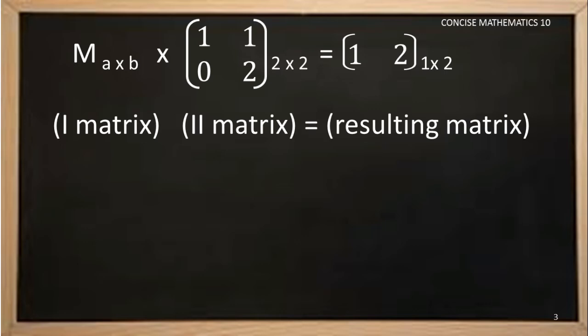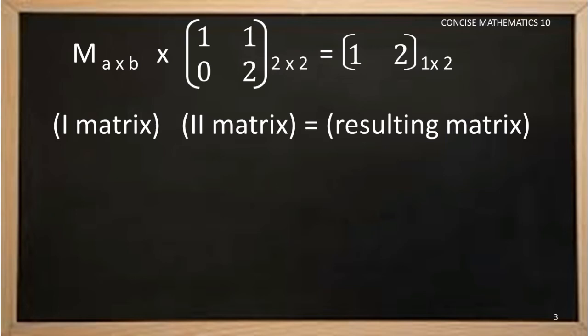According to the given condition, when matrix M of the order A into B is multiplied with the square matrix of order 2 by 2, it results in a matrix of the order 1 by 2. So this is the given condition. M into the given matrix is equal to 1, 2. So the order of the matrix M is A into B, which we have defined, and the order of the square matrix is 2 by 2, and the order of the resulting matrix, that is after calculating the product, is 1 by 2. So with this comparison, let us find out what will be the order of matrix M.